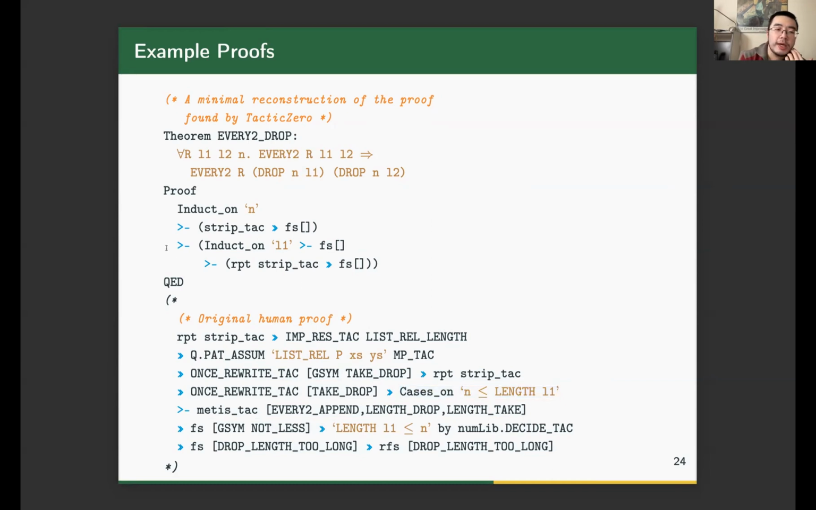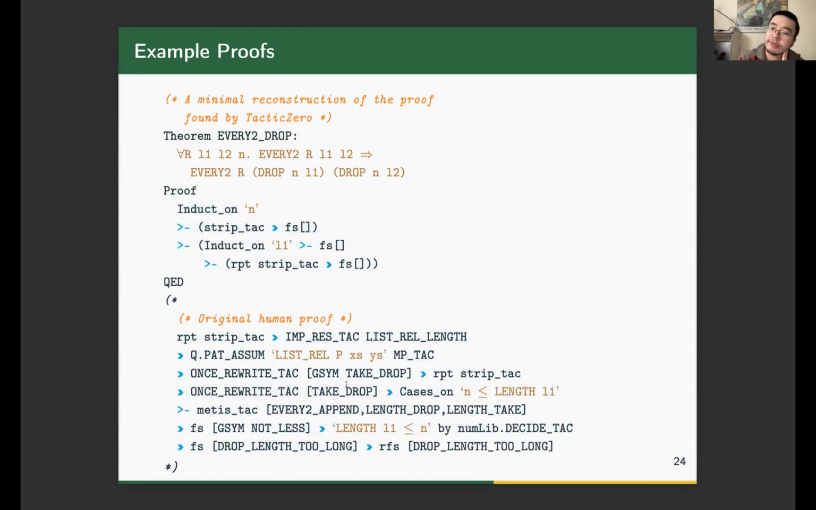and we finish the proof. And the proof found by tactic 0 uses a different strategy. What it does is perform a double induction. It first does the induction on n, and then it performs an induction on L1, because list is an inductively defined data type, right? So you can do the induction on the list. So this is how it is different from the human proof.